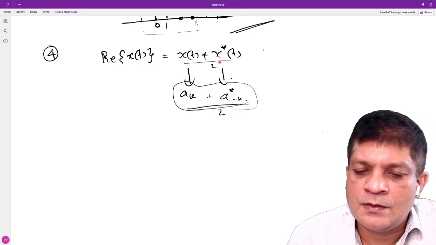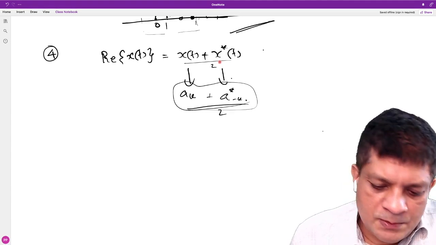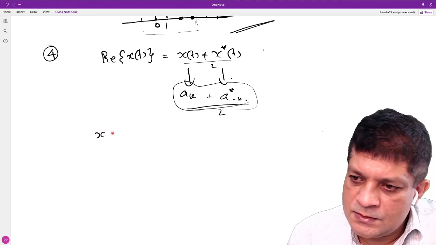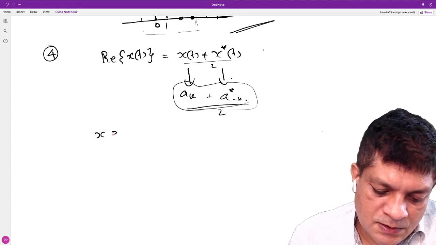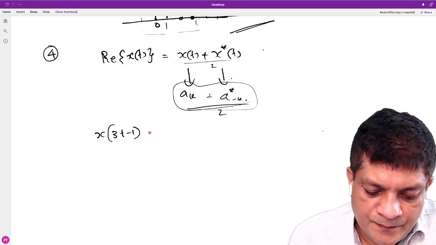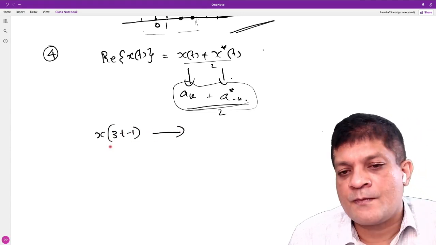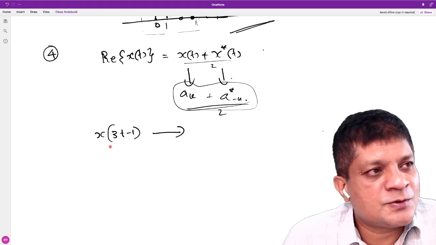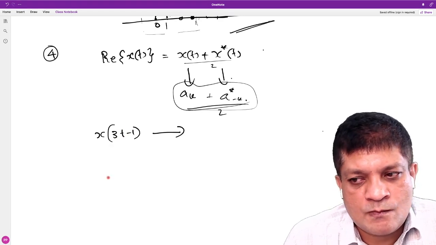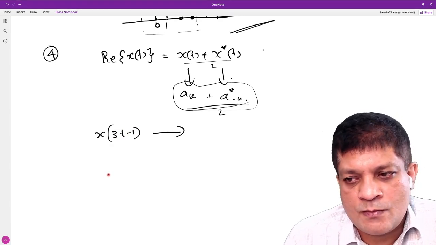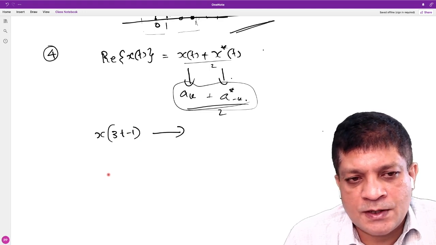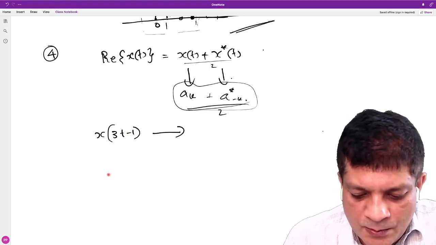Now what about this x(3t - 1)? This is interesting, I will explain this. How many properties do you have to use? There is a scaling and there is a shifting. We have to use two properties.